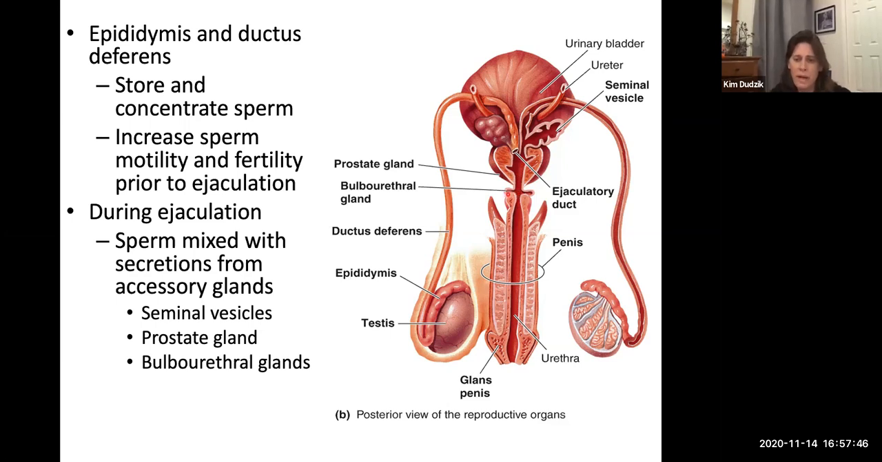And then it goes by a pair of bulbourethral glands, also called Cowper's glands. This releases a lubricating mucus that can lubricate the penis and the end of the penis as well. Okay. And so then it's on a journey.